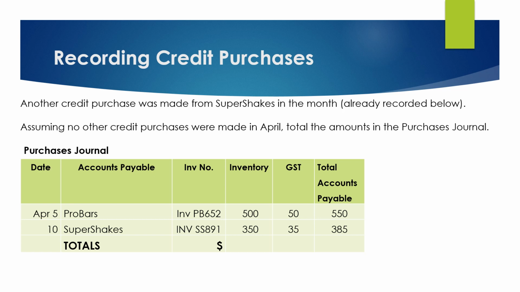Another credit purchase was made from Super Shakes in the month, which has already been recorded below. Assuming no other credit purchases were made in April, we are now going to total the amounts in the purchases journal. In the inventory column, we have a total purchase of inventory of $850. Remember, this is the amount without GST. The total amount in the GST column is $85, which is the GST on all purchases for the month. In the last column, the total amount owing to all accounts payable is $935.